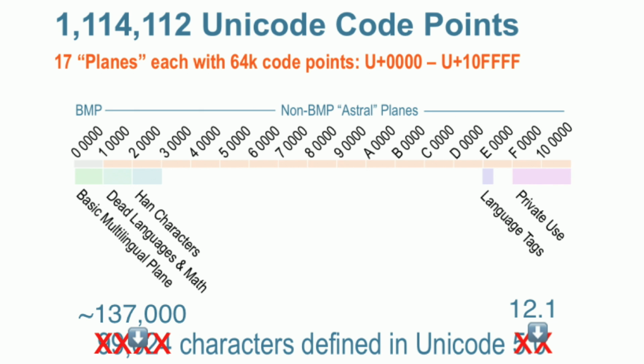The whole range of Unicode numbers is divided up into areas called planes. We have the basic multilingual plane, which we'll look at in a sec. We have these other planes called astral planes, which is a really cool name.